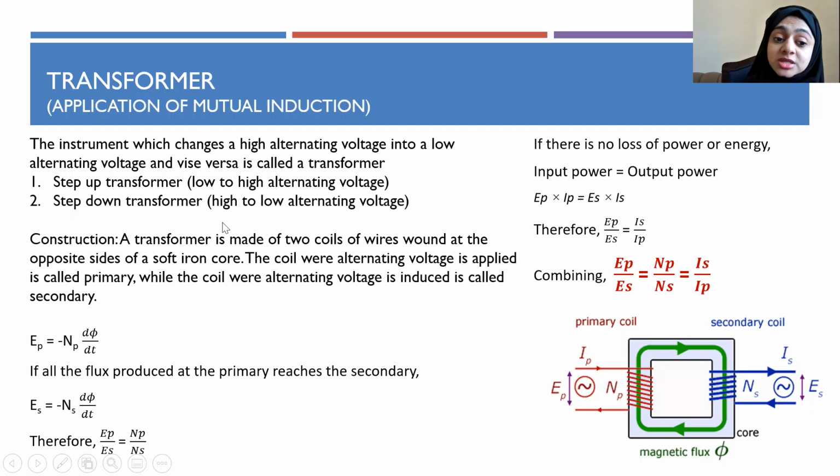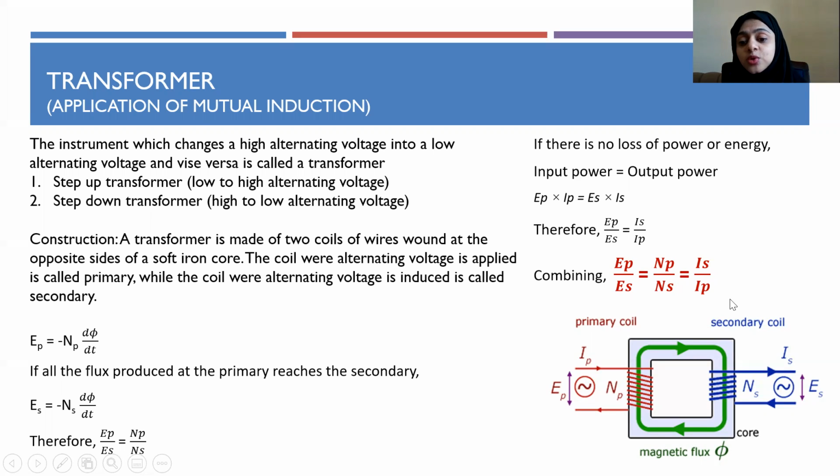Now, step-down transformer will change high voltage to low voltage, which means it will be changing low current to high current. Okay, so we have combined these two equations and together written it as EP by ES is equal to NP by NS and is equal to IS by IP. So the current is in the reverse form from the voltage and the number of turns.